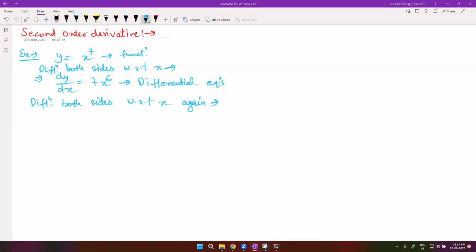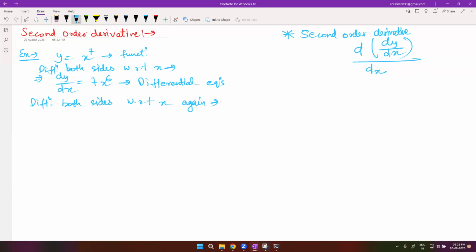Like this differential equation is having dy by dx, right? Now, if I differentiate it again, what happens? So first of all, let's understand that part. If I differentiate this dy by dx again, then what will happen? So first of all, this will be written like this. I am differentiating dy by dx with respect to x. So this is your second order derivative. Differentiation of dy by dx with respect to dx.